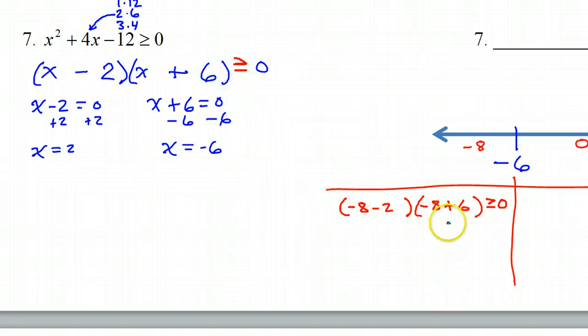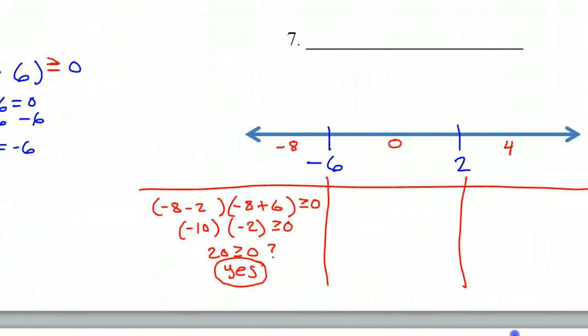Okay, so is it yes or no? Let's keep going. Negative 8 minus 2 is negative 10, and negative 8 plus 6 is negative 2. Is that greater than or equal to 0? Well, a negative times a negative is a positive, so in the end I get 20. Is that greater than or equal to 0? Well, yes. Yes, it is.